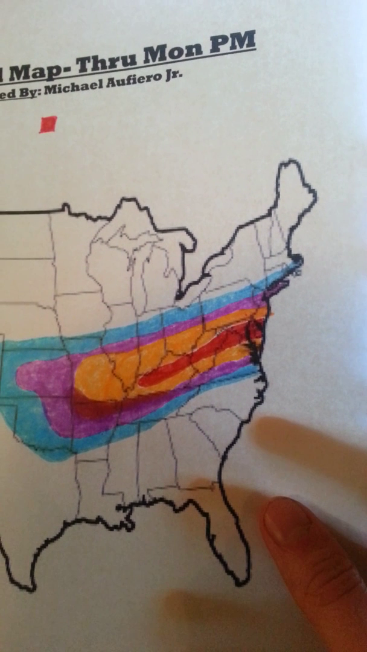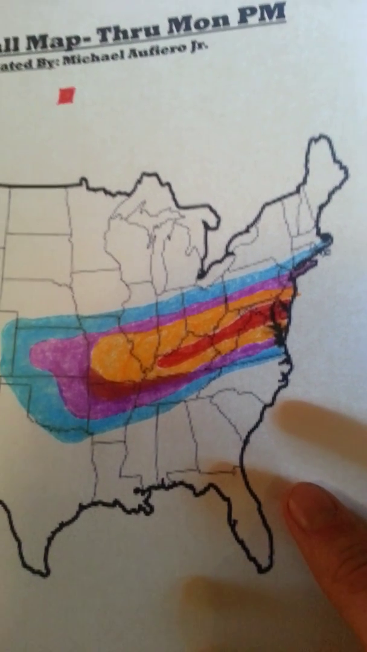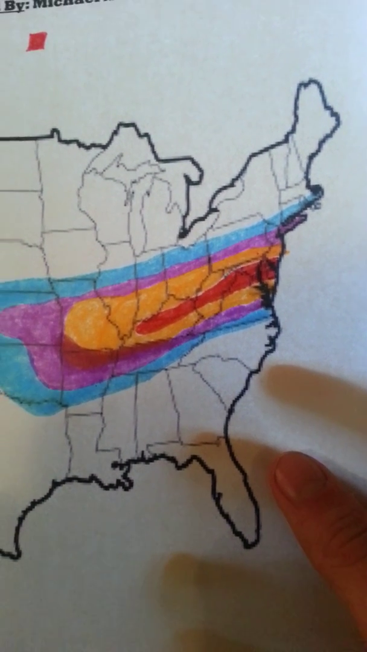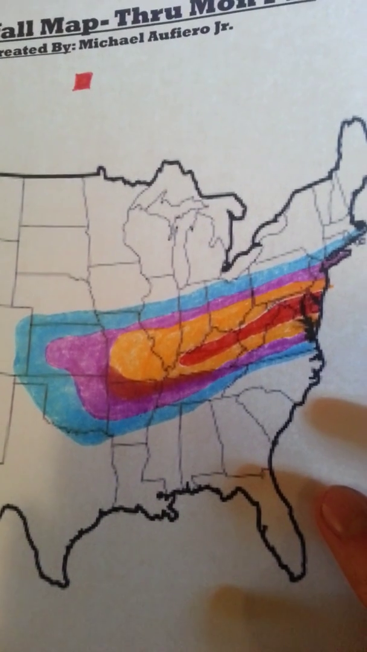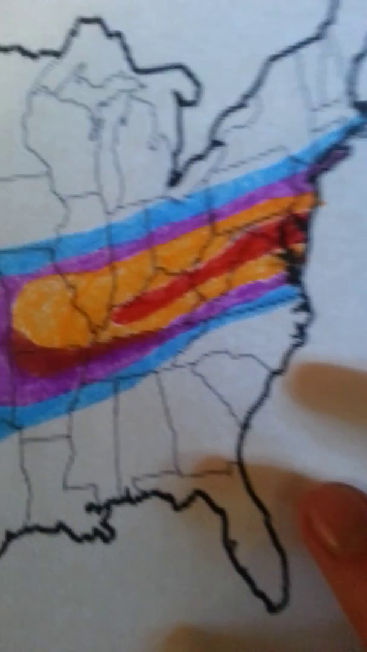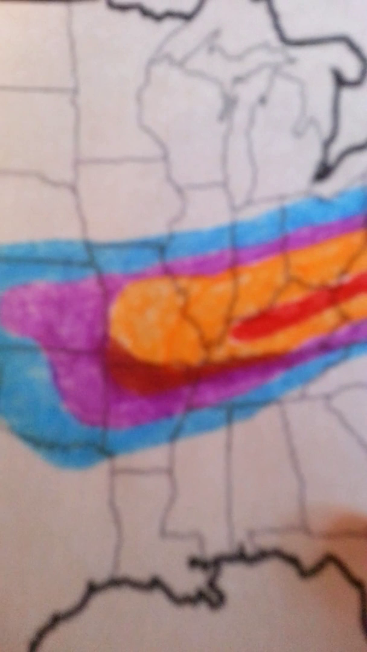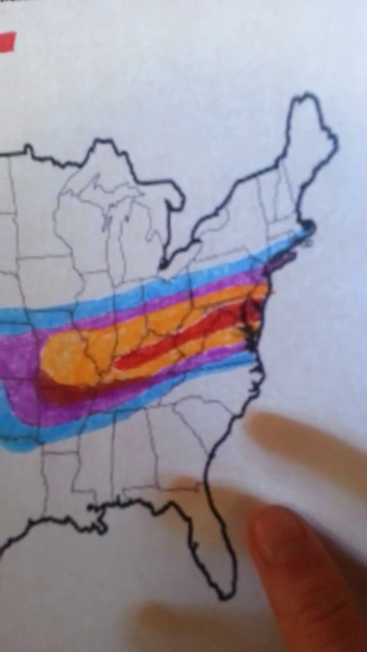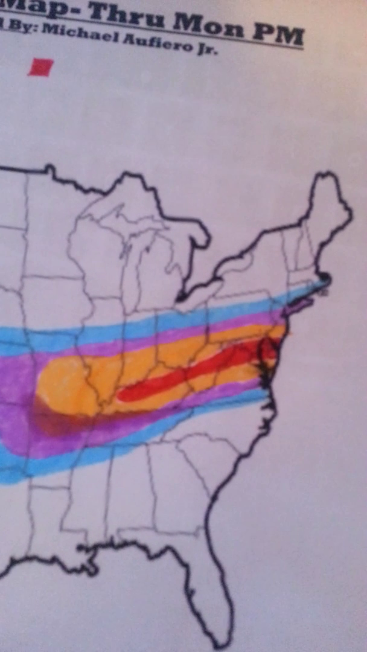Okay, I didn't write the key, but in the red you have 8 to 12, in the orange 5 to 8, in the purple 3 to 5, blue 1 to 3. Okay, so your 1 to 3 inch line is going to start probably just north of I-91, right? Just north of I-91, okay?